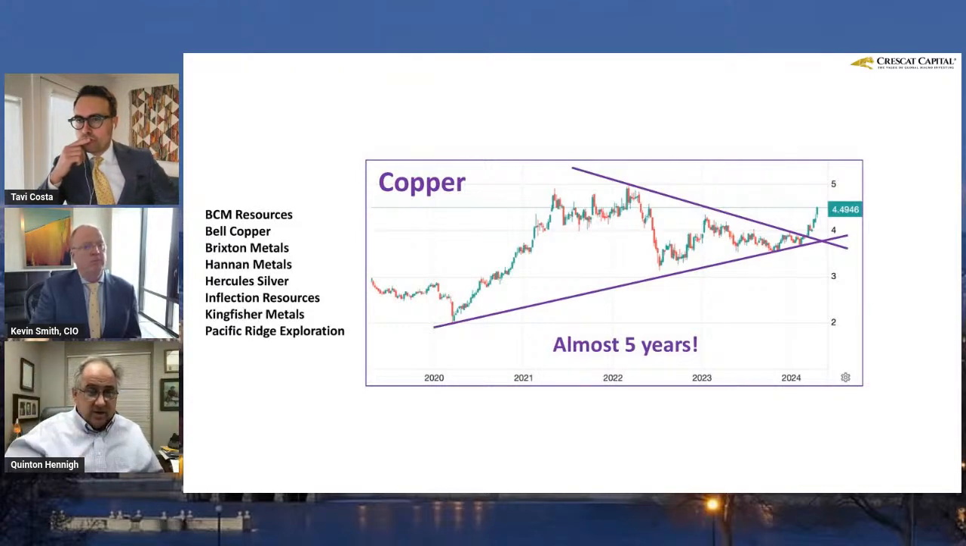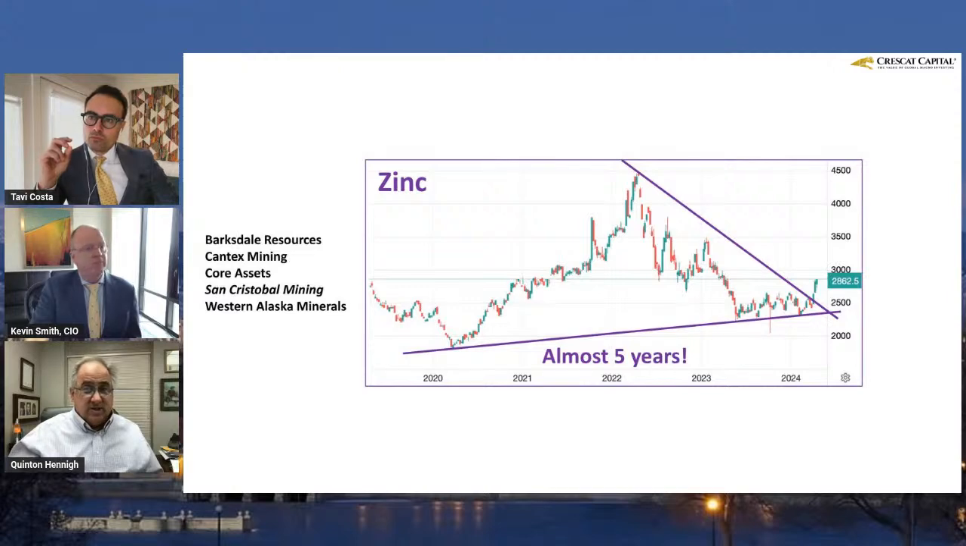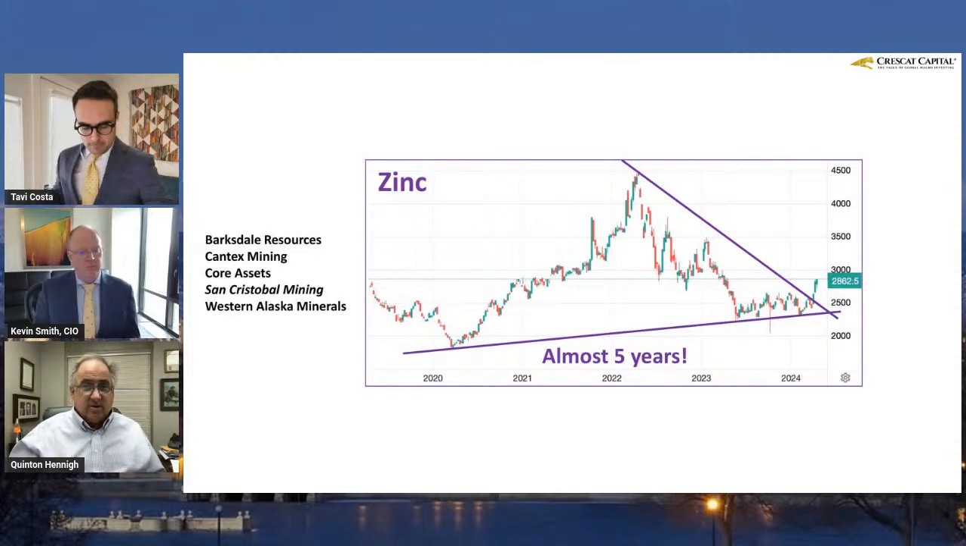Okay, now let's go to the next metal. The last one I have here, zinc. Again, it's a very similar pattern. It's broken out from this wedgie from hell that's been going on for 5 years now. It is one of the strangest metals there is. When zinc breaks, it breaks hard. It can go from $1 to $2. It could literally double within a year. It's done that several times, huge moves over the past 20 years.